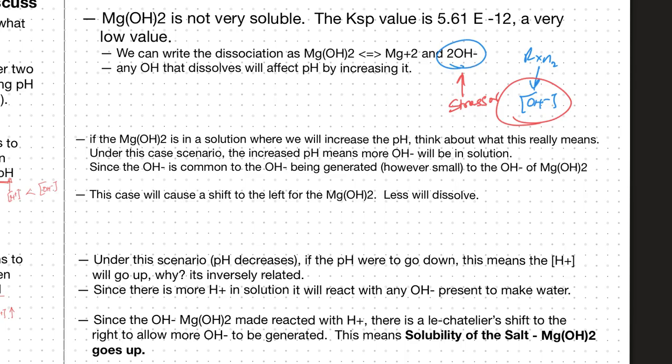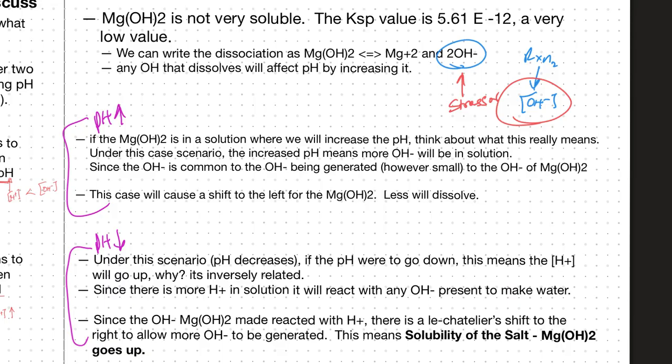Let's make this very clear here. This particular scenario is when the pH goes down, and this scenario over here is when the pH goes up. Under the pH going down scenario, the hydrogen ion concentration is going to go up. Because it is an inverse relationship, the concentration has to be higher in order for that pH value to come down.